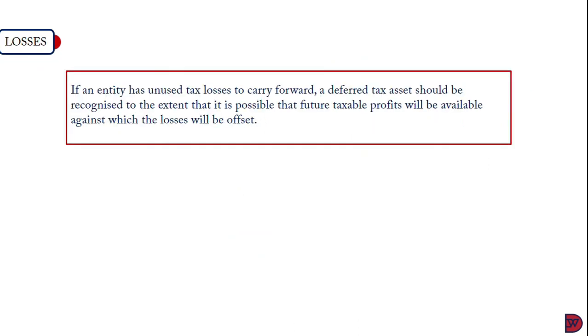Now let's take a look at losses. If an entity has unused tax losses to carry forward, a deferred tax asset should be recognized to the extent that it is probable that future taxable profits will be available against which the losses will be offset. So when an entity makes a loss, it is termed as a credit for future periods. So that will be a deferred tax asset because you have something to pay lesser taxes in the future. So the benefit has been deferred to following periods.